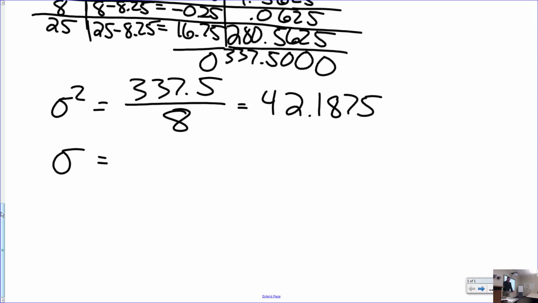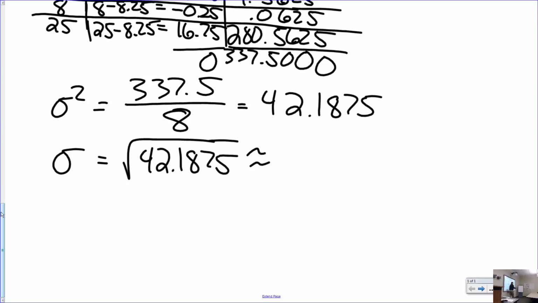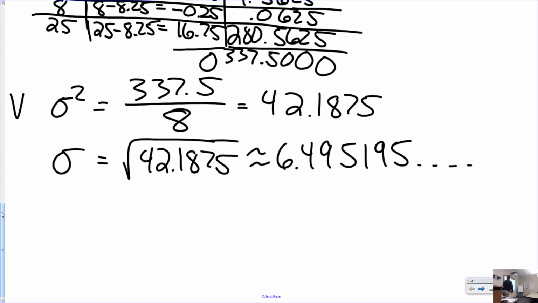What is your population standard deviation? How do you get rid of a square? Give me a bunch of digits just to start with. 6.49519052. Second one is standard deviation. Yes. Standard deviation is when it's not squared, i.e. you take the square root. Variance is when it is squared or you haven't taken the square root. Right? So variance, standard deviation.